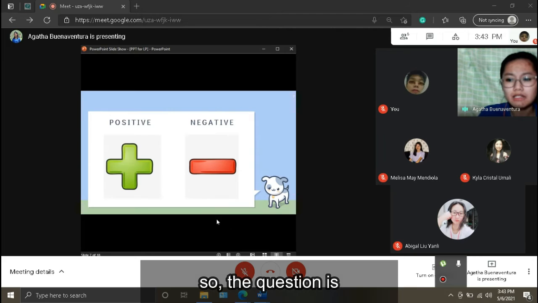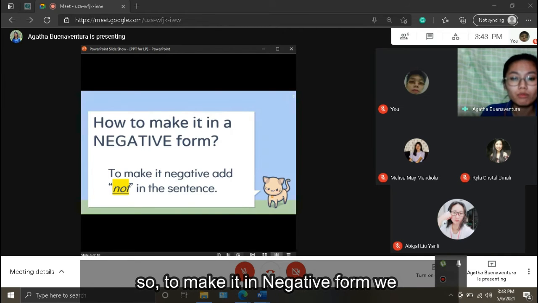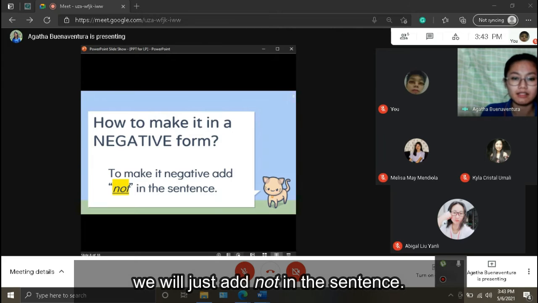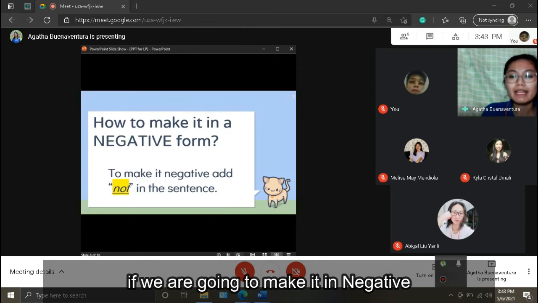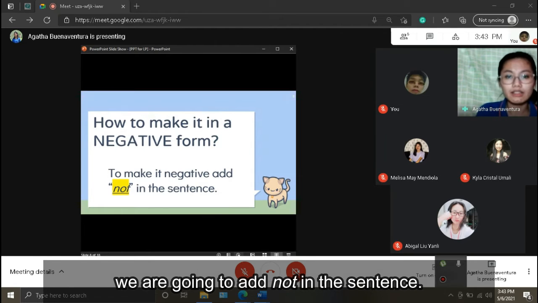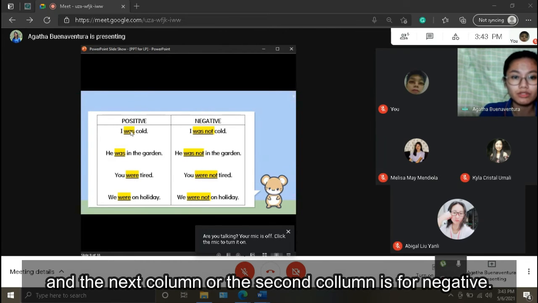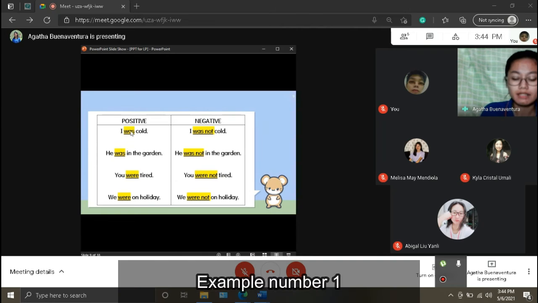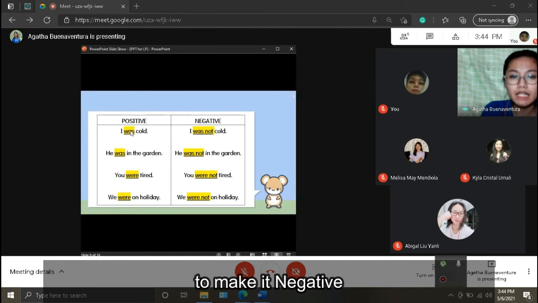So the question is, how are we going to make it in negative form? To make it negative, we will just add not in the sentence. Okay, I'm going to repeat. If we're going to make it negative, we're going to add not in the sentence. For example, the first column is for positive and the second column is for negative. Example number one, I was cold. For negative, I was not cold. We're just going to add not in the sentence to make it negative.